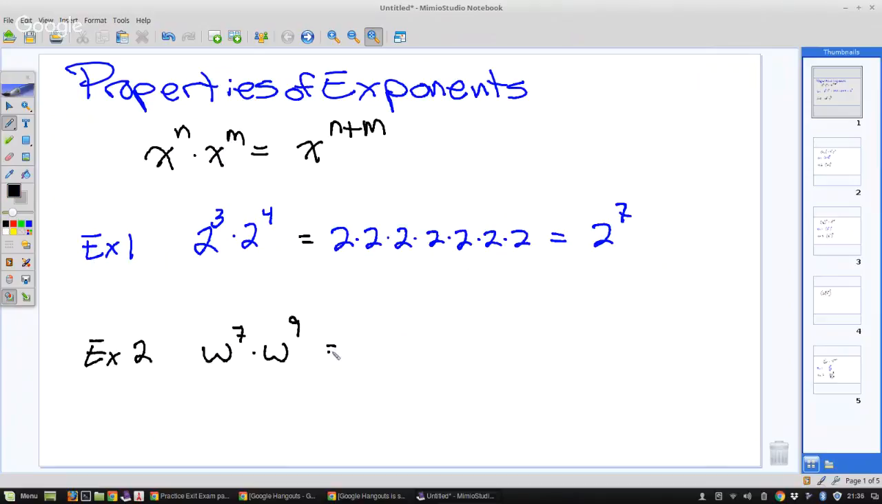Instead, we just need to remember the rule. We multiply things with the same base. This says there's 7 w's multiplied. This says there's 9 w's multiplied. Altogether, how many w's are being multiplied? It would be 16 in this case.